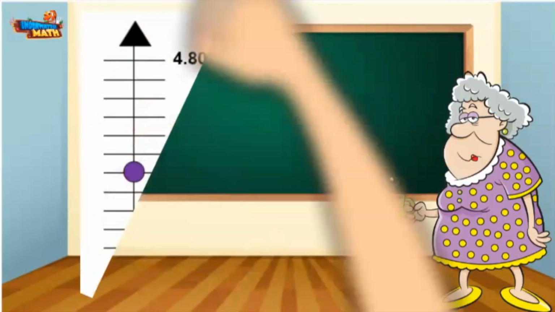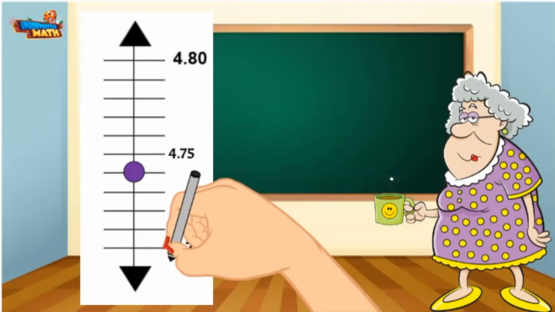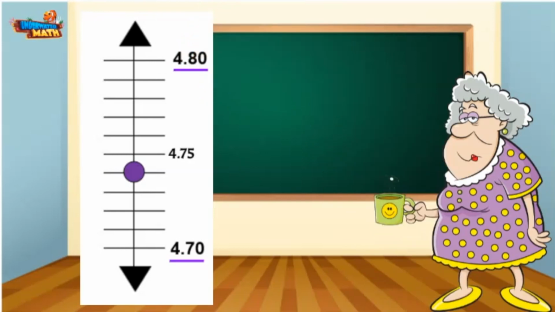Wait a second. Look at this number line. He's so big he doesn't even fit on my board, and he's vertical instead of horizontal. Oh well, we need to determine the decimal represented by the point on the number line. The point is between 4 and 70 hundredths and 4 and 80 hundredths. This little number line is extra helpful, and labels the midpoint 4 and 75 hundredths too. I can count each tick mark by hundredths to determine what decimal is at the point.